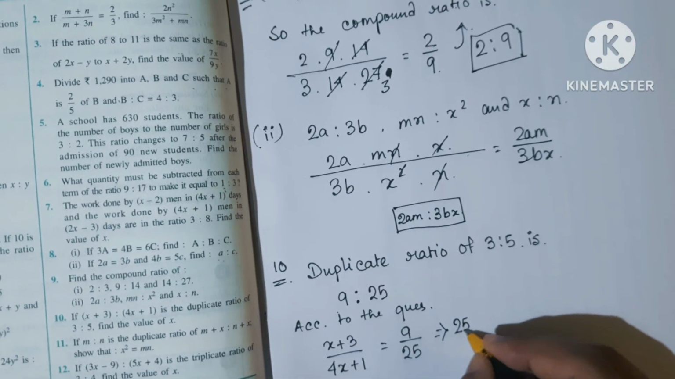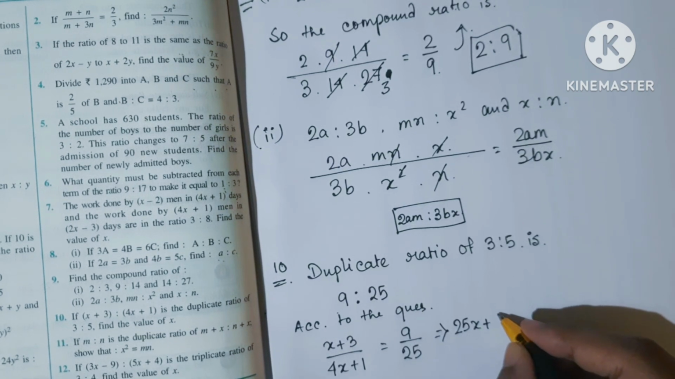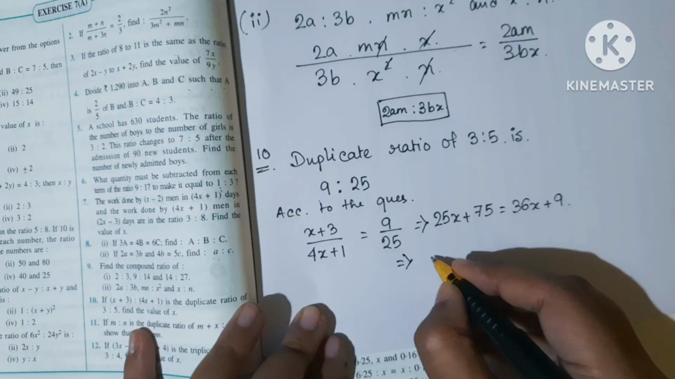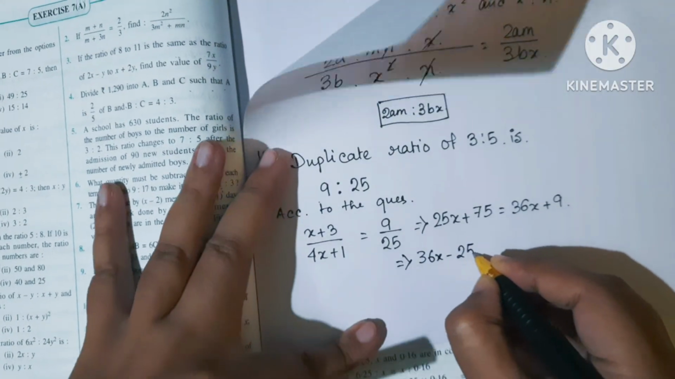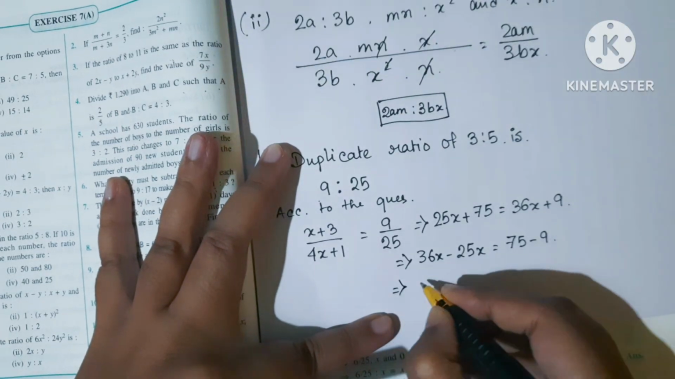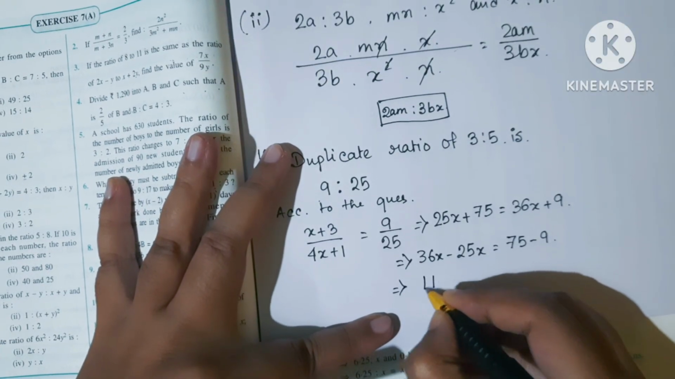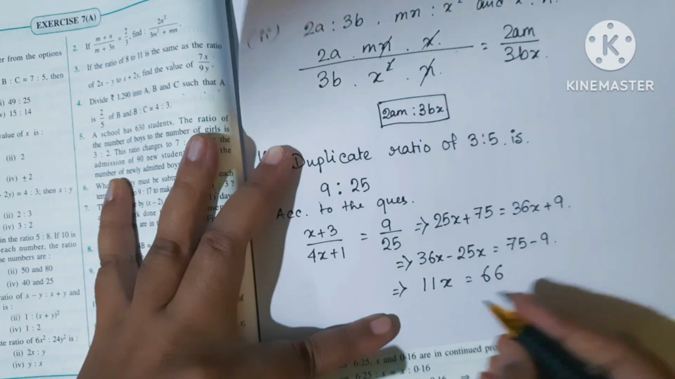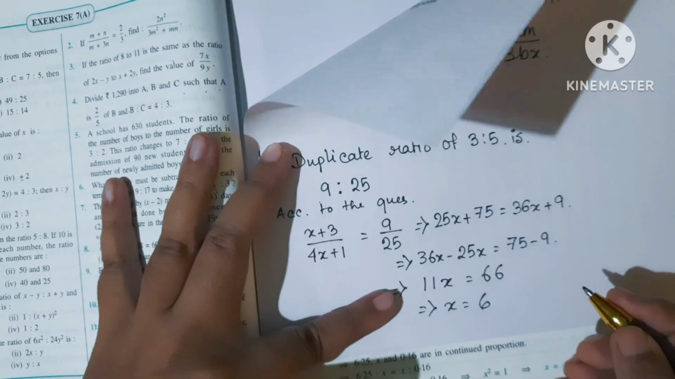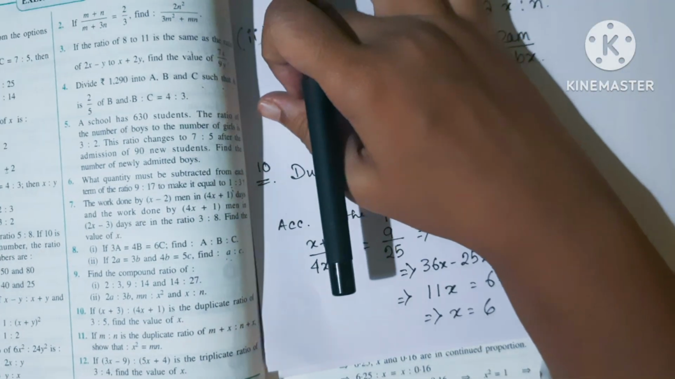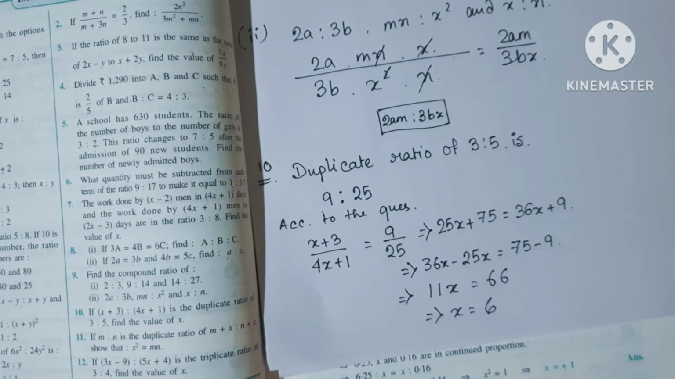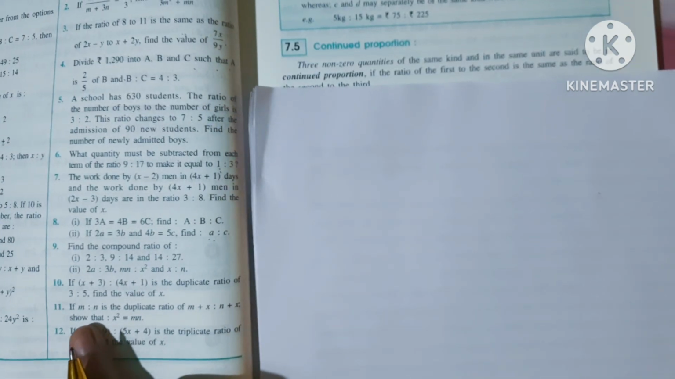Now after cross multiplication, you will get x will be 6 and that is the answer. Find the value of x and x is 6. Clear?